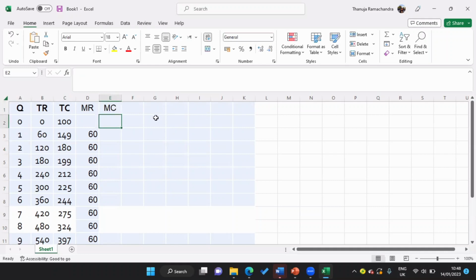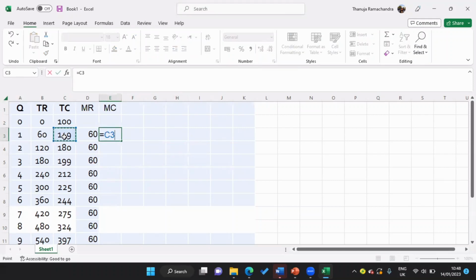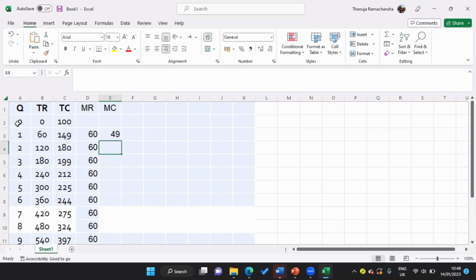It is a similar way. So additional cost, right? So now how much is the total cost? 149. Right? Previously how much? 100. Why did this cost increase or change? Because of the output change. So what was the output previously? 0. Sorry, now it's 1. Previously 0. Right. So it is 49. Right?